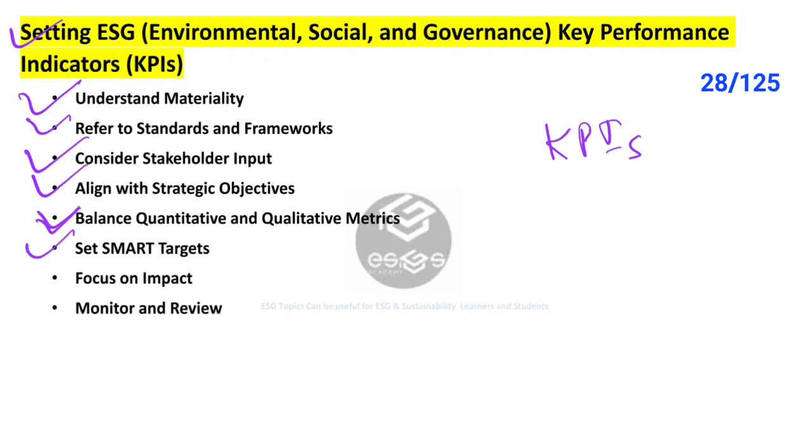Next one is set SMART targets. We need to ensure that ESG KPIs are specific, measurable, achievable, realistic, relevant and time bound. We need to set clear targets or benchmarks for each KPI to provide a clear direction and measure progress over time actually. So timeliness also we need.